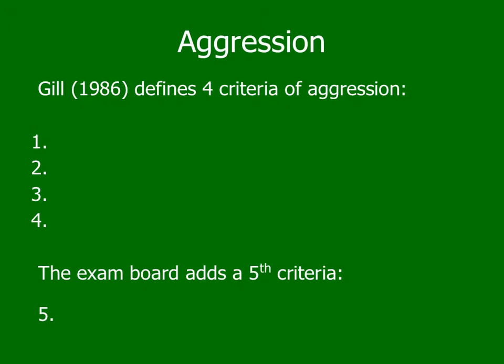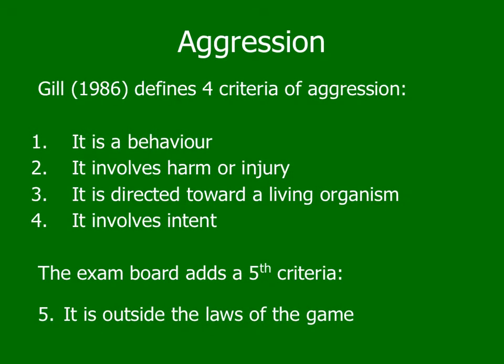So within that definition, you're required to know the criteria of what makes up an aggressive act. So have a go at the 4 criteria, and then we'll have a quick discussion about the extra 5th one. Okay, so hopefully we've got a few of these. So first of all, it's got to be a behaviour. It's actually got to be carried out. There's some sort of harm involved or injury, and that will be to another living person. So living organism technically, but in sport obviously we're talking about another person.